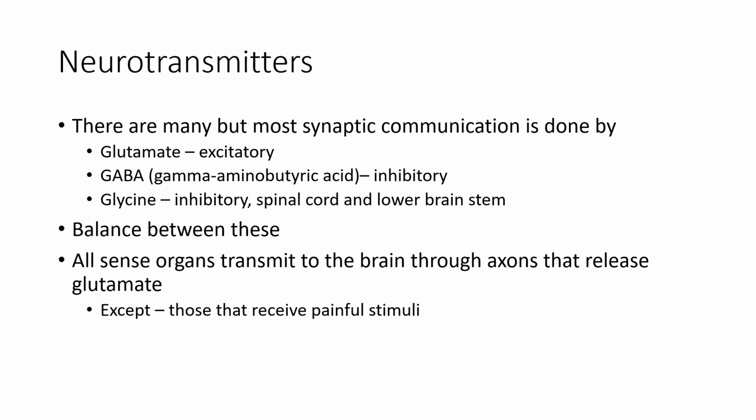But what this tells us is that the glutamate system, that is all of the neurons that send and release glutamate, there's a lot of them because all of your sense organs transmit to the brain through axons that release glutamate. So glutamate is probably the most prevalent neurotransmitter, followed quickly by GABA, which is that inhibitory neurotransmitter.